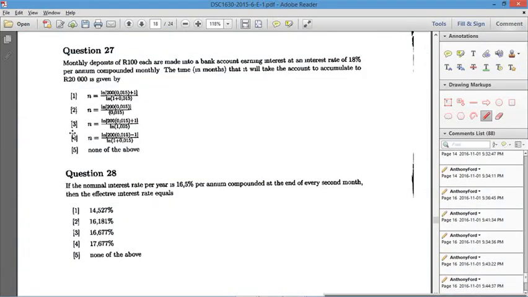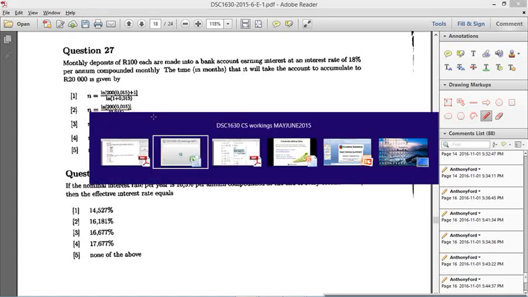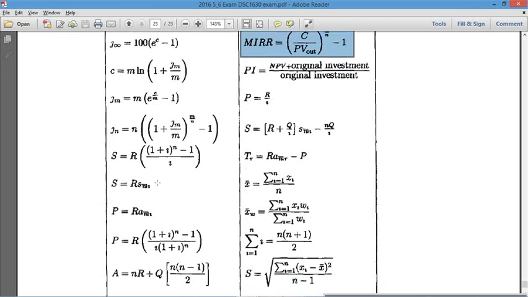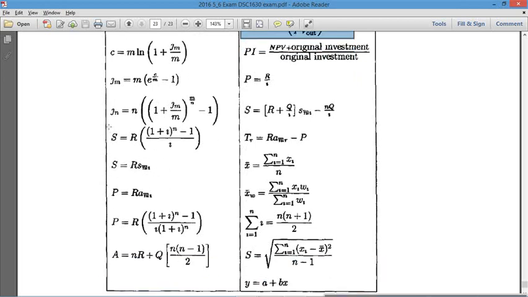Alright, question 27. Monthly deposits of 100 each are made into a bank account earning interest of 18% compounded monthly. The time that it will take to accumulate 20,000 is given by. So again, this is mathematics. You're going to have to play around with the equations. First things first is obviously to write down the equation. They said accumulate to 20,000, so I'm looking at the future value of an annuity.